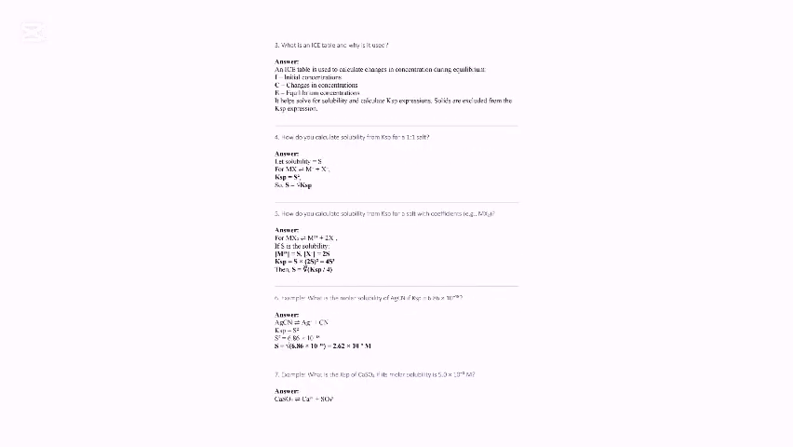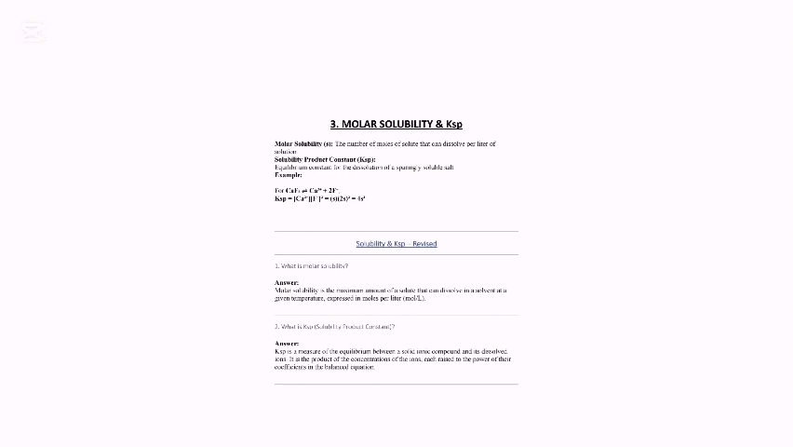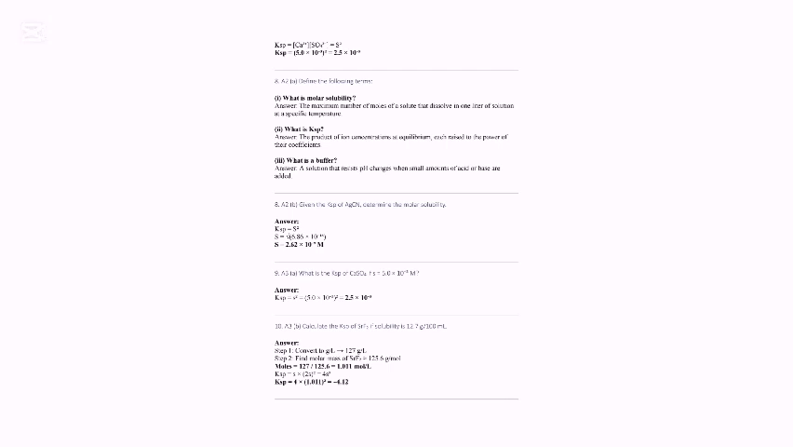And molar solubility has also been explained: the number of moles of solute that can dissolve per liter of solution. So even the molar solubility, the Ksp, yes. So you need to know it.